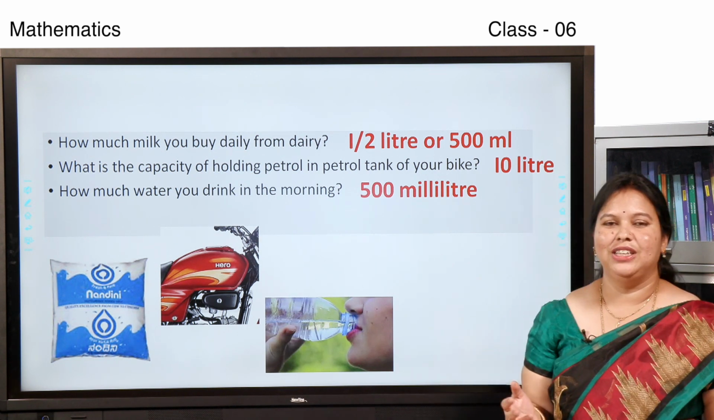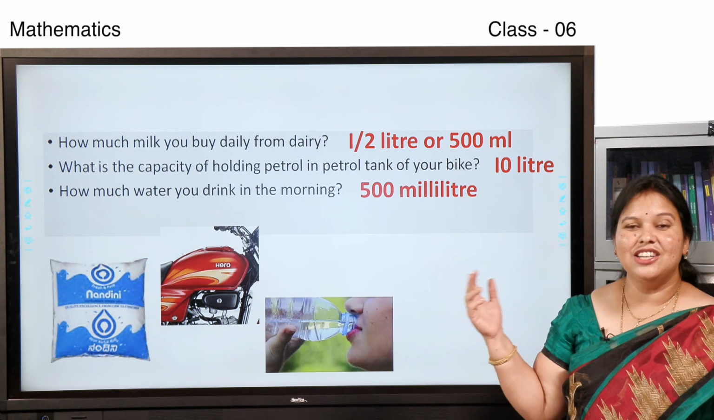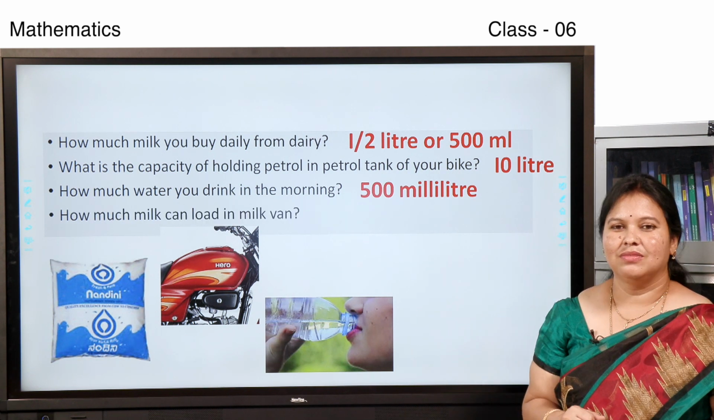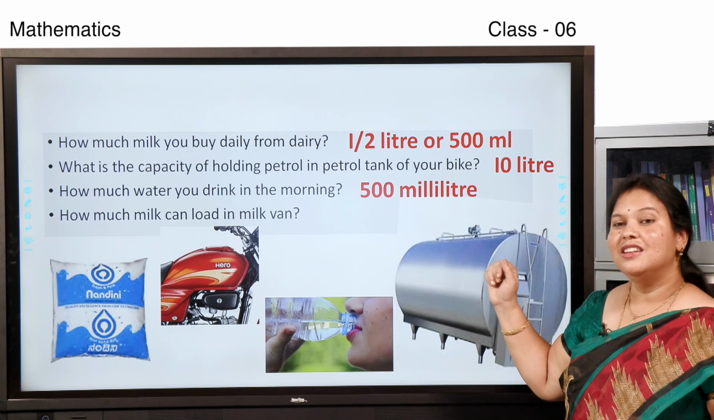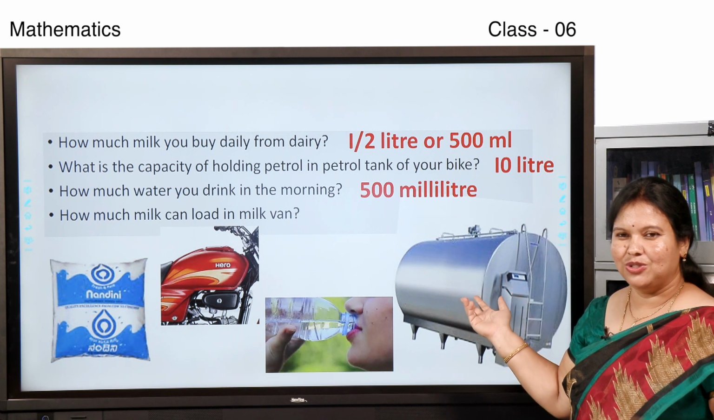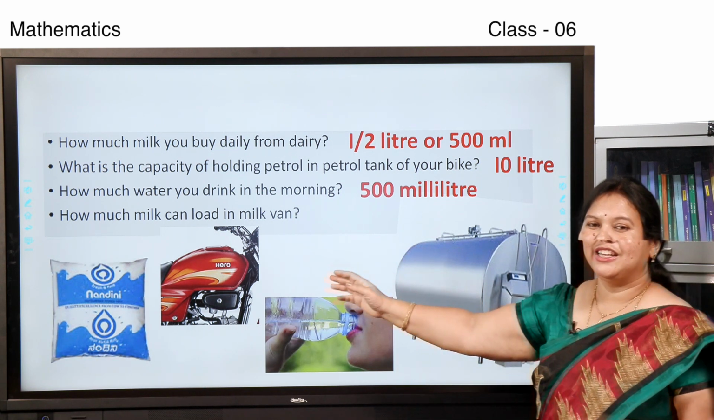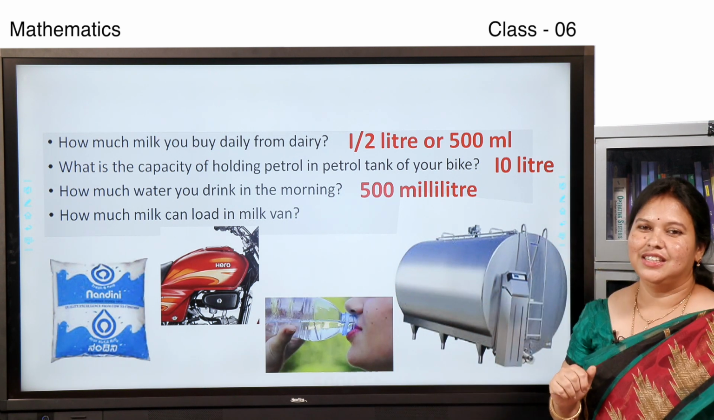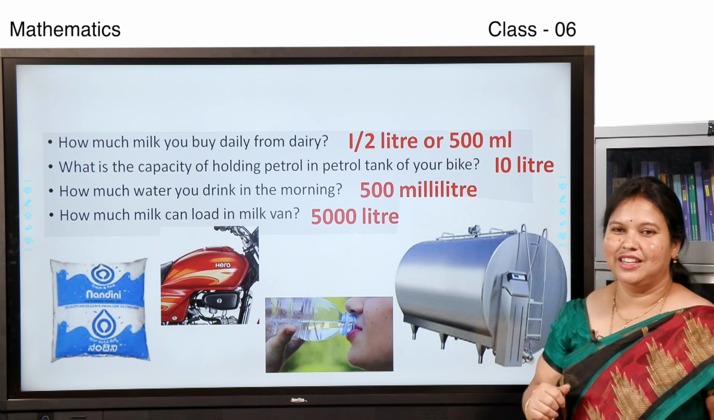In the same way, if you want to measure in larger quantity, how will you measure? Here you can see a water tank that can be used to load milk, oil, water or petrol, anything. How much milk can load in this milk van? Yes, more than 5000 liters.